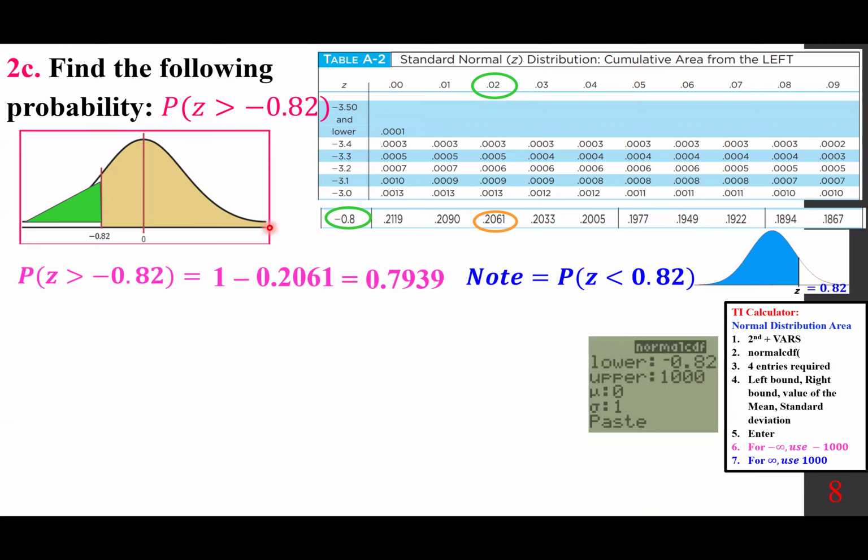Now, lower is negative 0.82. Upper, I put 1000. Even if you put 100, it is going to work. And why is that? As you recall, from the mean, 3 standard deviations to the left and right covers almost everything, 99.7%. So if I start from negative infinity and I go beyond 3 standard deviations, it almost covers everything, or if I go the other way around. So having said that, for the upper, you don't have to go too far. Even number 100 will do the job.